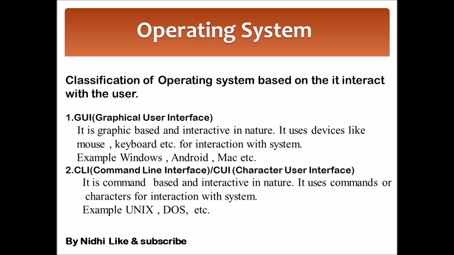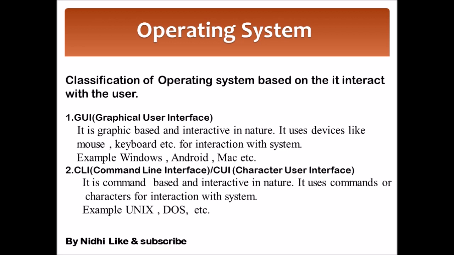So we can say that Windows, Android and Mac are GUI based operating systems. Next categorization is CLI, that is command line interface, or CUI in some books, that is character user interface. This type of operating system is particularly based on commands in nature. That means it does not have any mouse click, icons, etc. For everything that you want to perform, you have to write commands. It uses commands or characters for interaction with the system. Unix and DOS are examples of CLI or CUI based operating systems.